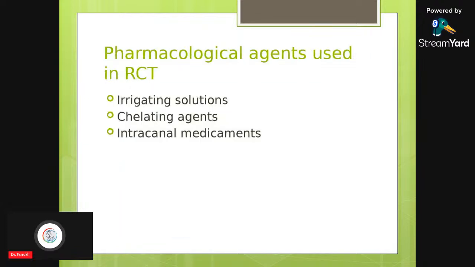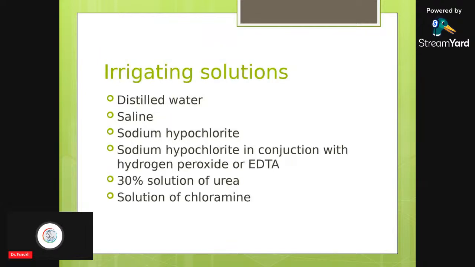Okay, so what are the pharmacological agents used in root canal treatment? There are irrigating solutions, there are chelating solutions, there are intracanal medicaments. Okay, what are the irrigating solutions? Irrigating solutions include distilled water, saline, sodium hypochlorite in conjunction with hydrogen peroxide or EDTA, 30% solution of urea, solution of chloramine.